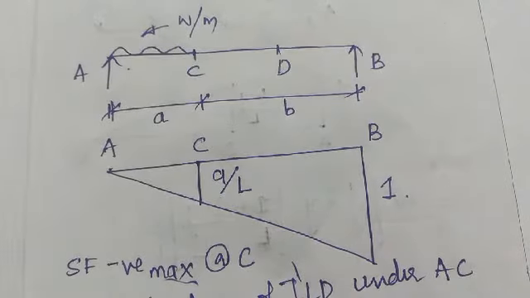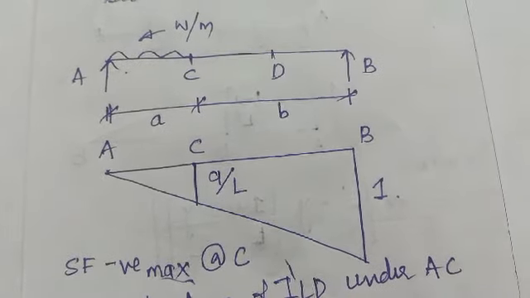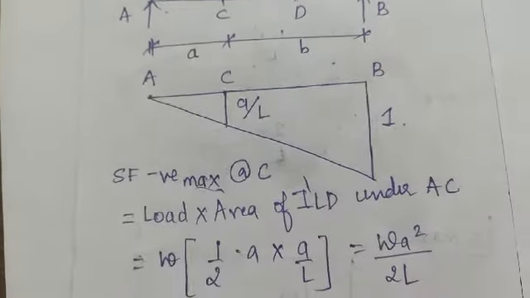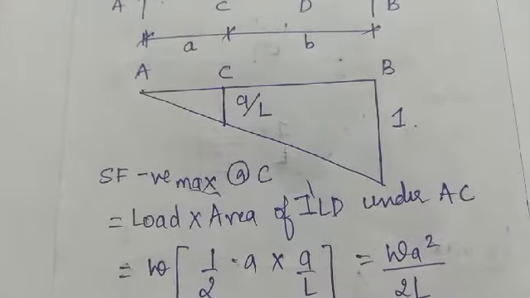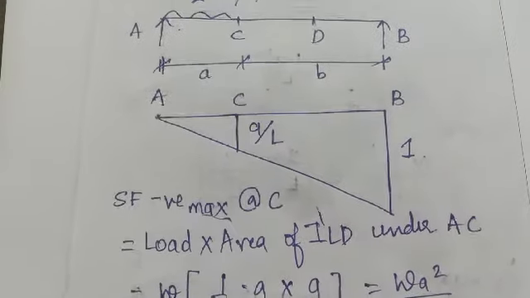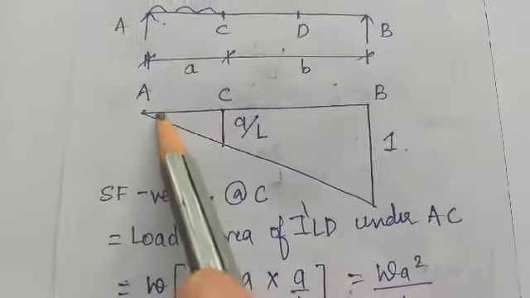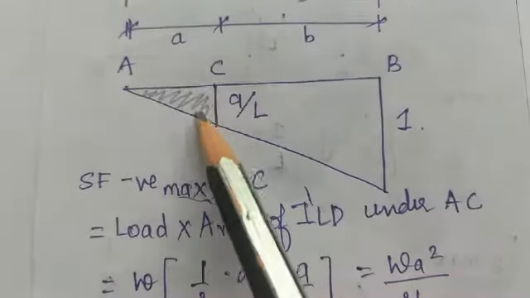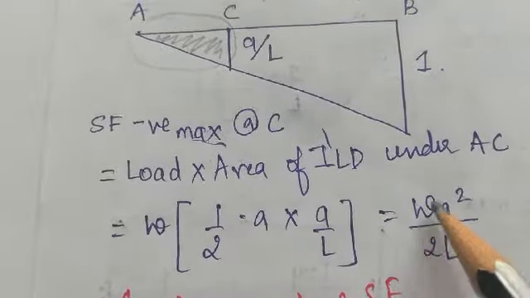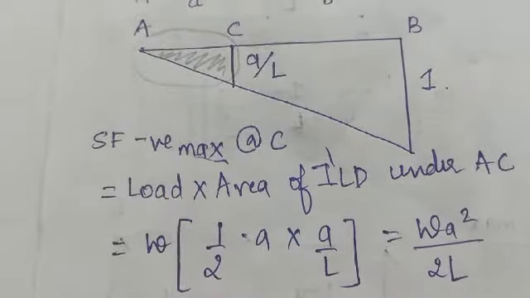Now we are calculating shear force at C point, therefore calculate the ordinate value at C using similar triangles. Now the maximum negative shear force at C is nothing but load multiplied by the area under the UDL. We are having the load in the AC section, so you have to multiply the load with this area, and you will be getting the equation as WA square divided by 2L.